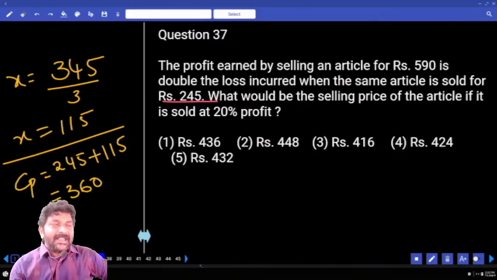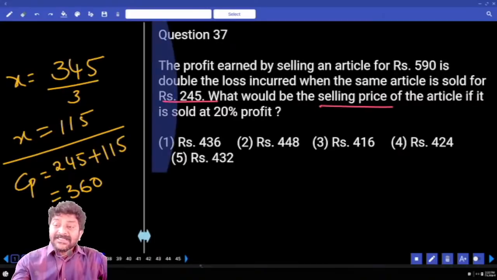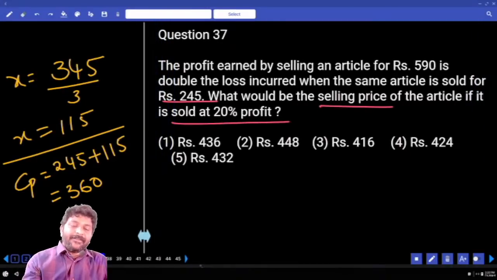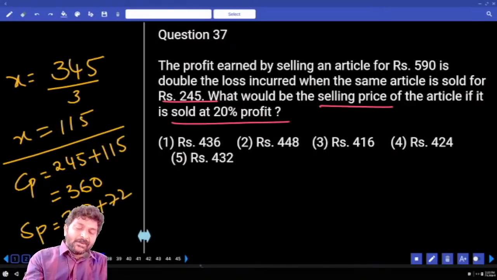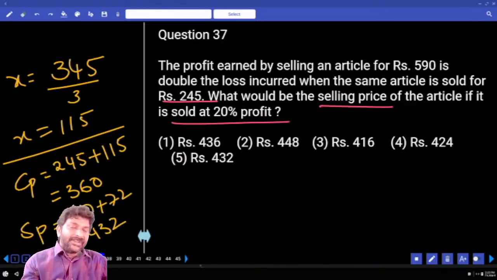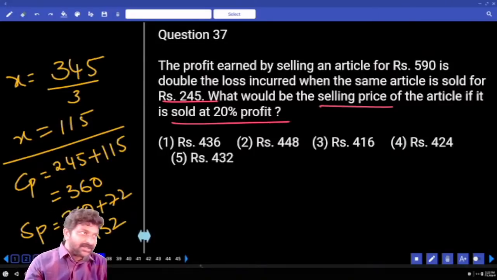But we were not asked to calculate the cost price. We were asked to calculate the selling price when there is 20% profit, correct? So selling price is equal to cost price plus 20%, 72. Answer 432. This is a process, but I don't recommend this.